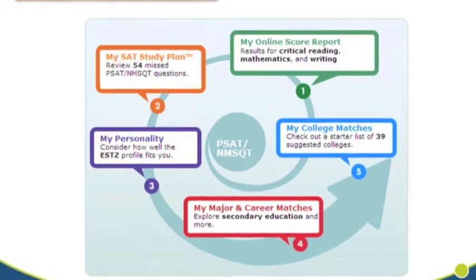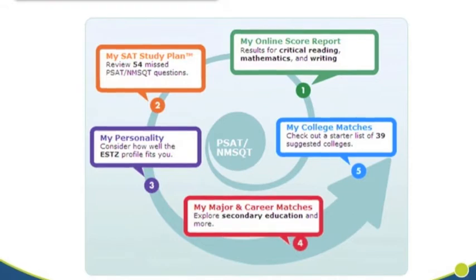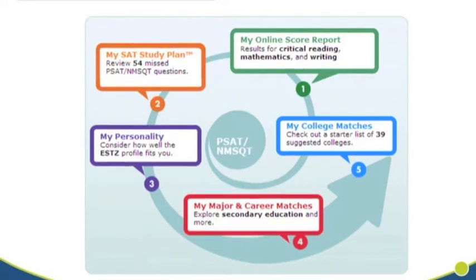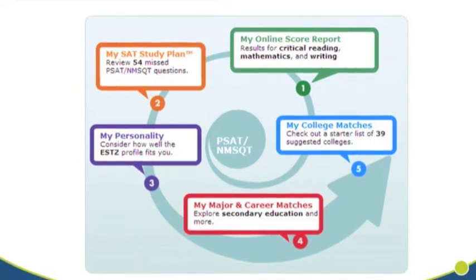My College Matches will help you get a starter list of colleges to explore based on the information you provided when you took the PSAT. You can also refine and customize your list to fit the college criteria that are important to you. And My Majors and Career Matches. Here you'll be able to view a personalized list of suggested majors and careers based on the information you provided when you took the PSAT.